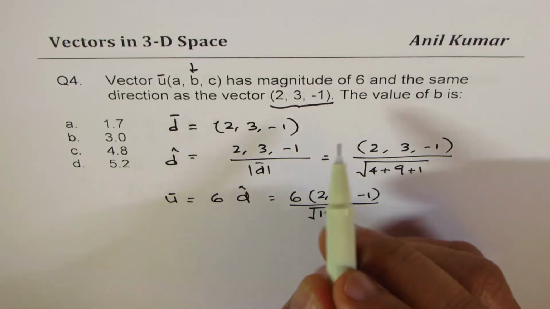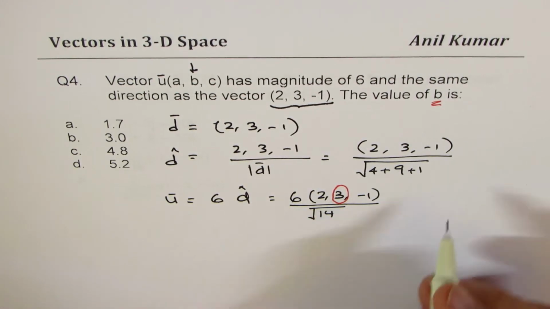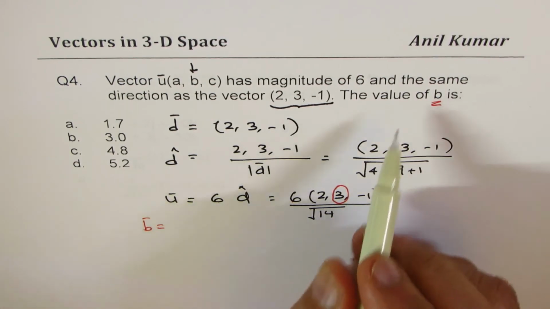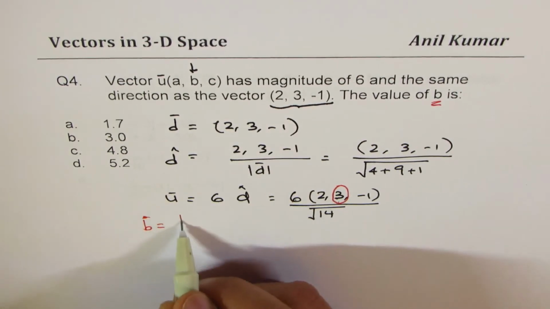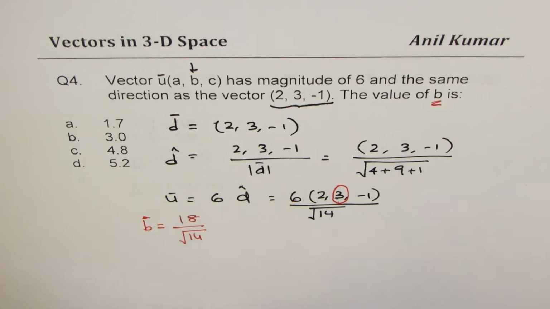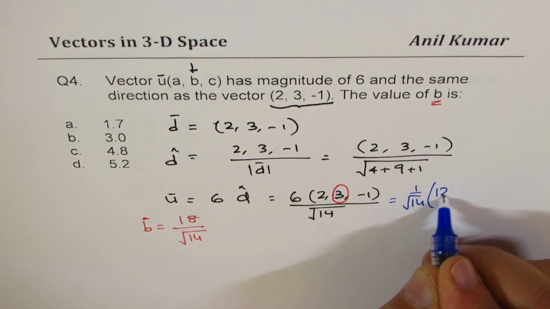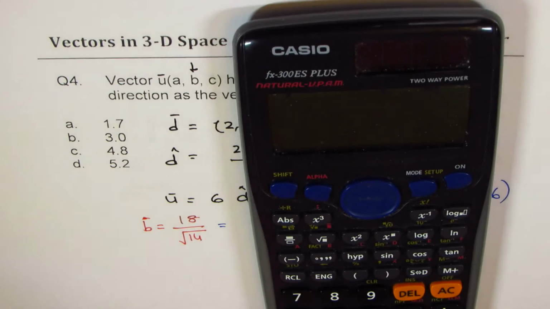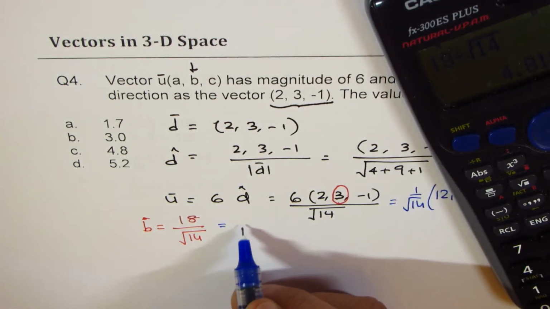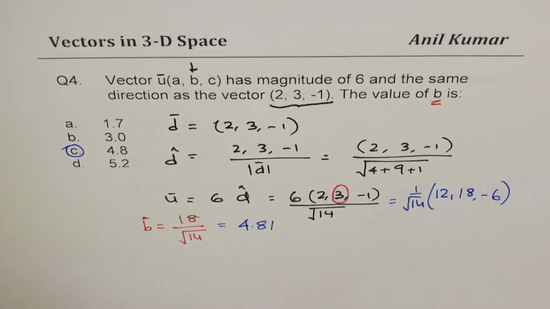We are interested in finding the value of b, which is this component, correct? So the value will be 6 times 3. So the direction b, this will be 3 times 6, 18 divided by square root of 14, correct? You could go one more step here. Say this could be 1 over square root 14 times 12, 18, minus 6. Is it okay? So this is what we need to calculate. So it is 18 divided by square root of 14, which is equal to, in decimals, 4.81. So the option C, 4.8, is the correct option. Correct?